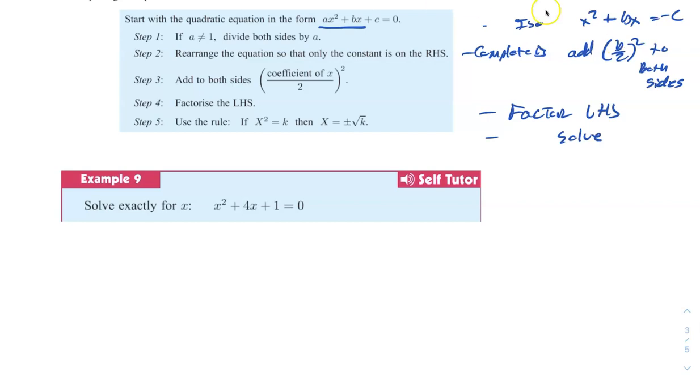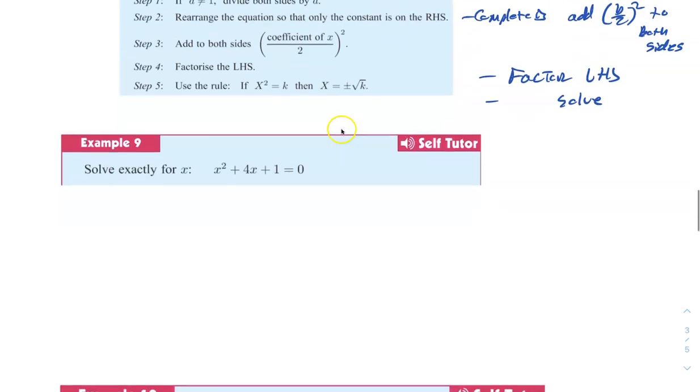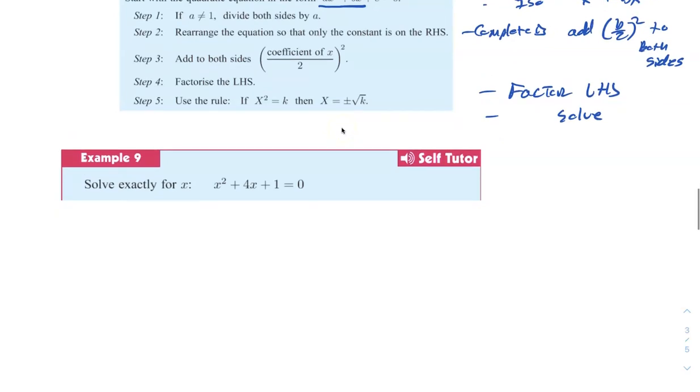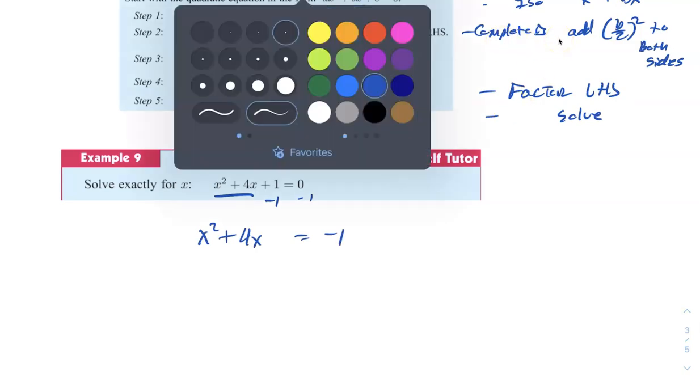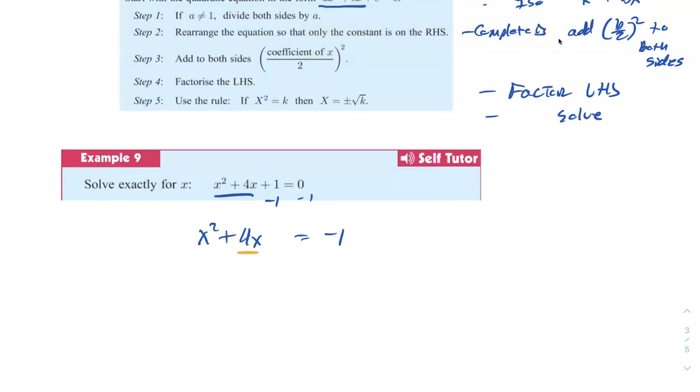So again, this is the more basic version, when there's no number in front. First step here is we're going to isolate x squared plus 4x. So move that negative one over. So I get x squared plus 4x equals negative 1. And then we're going to do the complete the square step, where you get the middle term, the linear term, divide that by 2 and square it. So this would be 2 squared, which is 4. And then we're going to add that to both sides. So add it here and here.